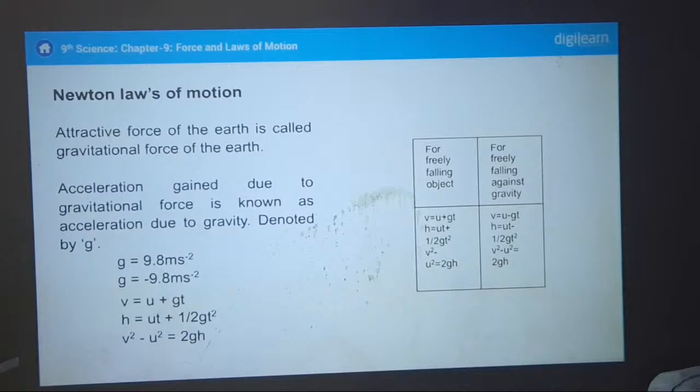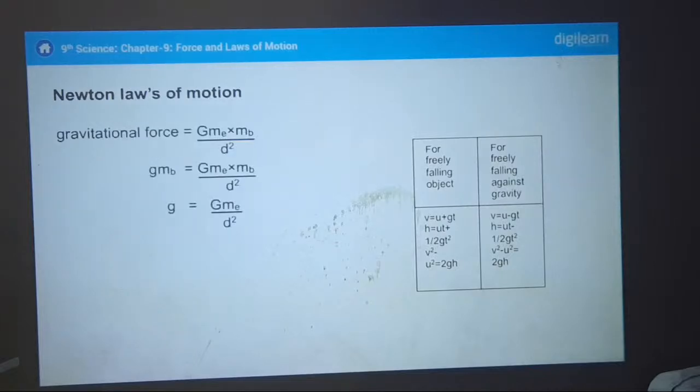Newton's law of gravitation. The law states that gravitational force is directly proportional to the mass of the Earth and the mass of the falling body and inversely proportional to the square of the distance.